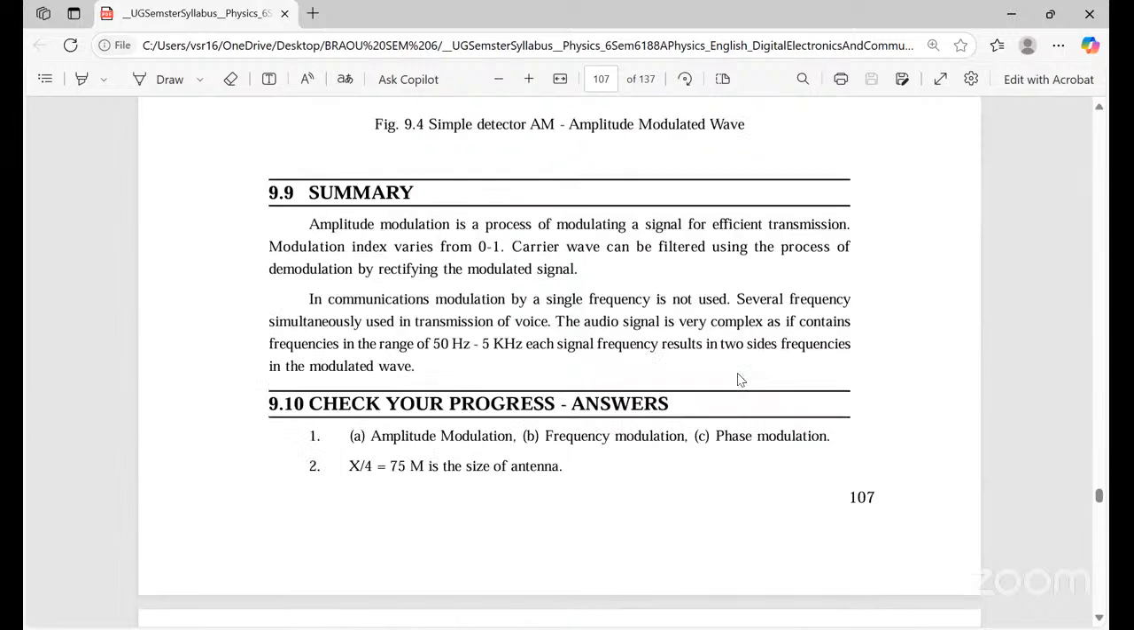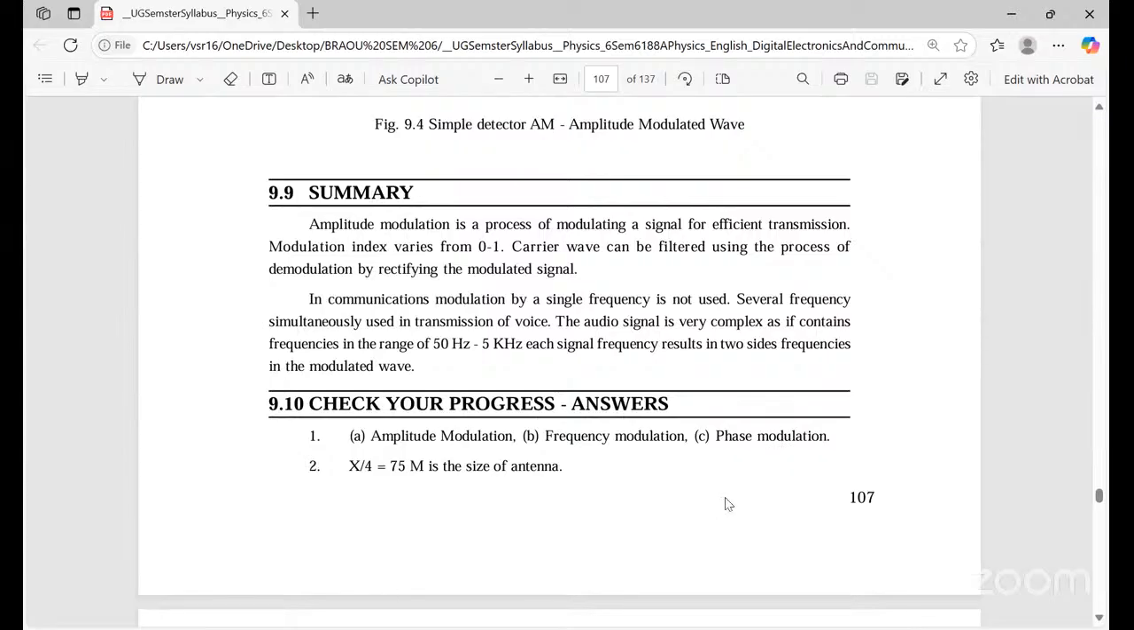What is the summary of this chapter? Amplitude modulation, which is a process of modulating a signal for efficient transmission. The modulation index Ma varies from 0 to 1. 0 means nothing, 1 means 100%. The carrier wave can be filtered using the process of demodulation by rectifying the modulated signal. Just now we discussed that.